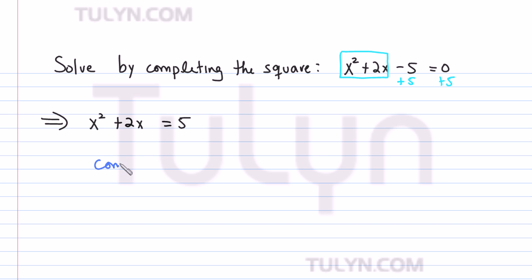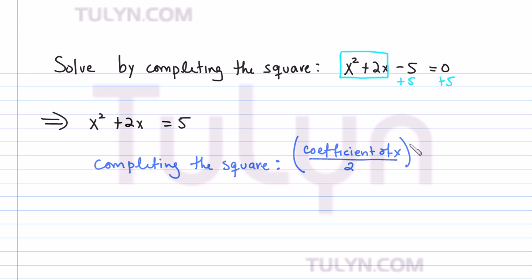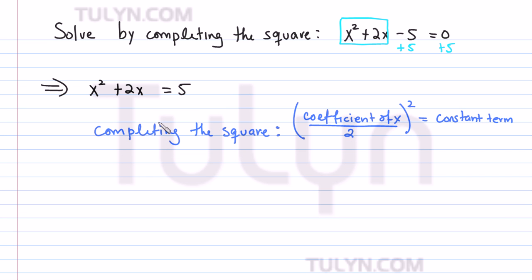So recall, for the method of completing the square, what we do is we take the coefficient of x, we divide that by 2, and then we square the result, and that gives us the constant term for a perfect square trinomial. So let's do that. The coefficient of x in this case is positive 2. So we want to take 2, divide it by 2, and then square the result. So that's 1 squared, which is just 1.